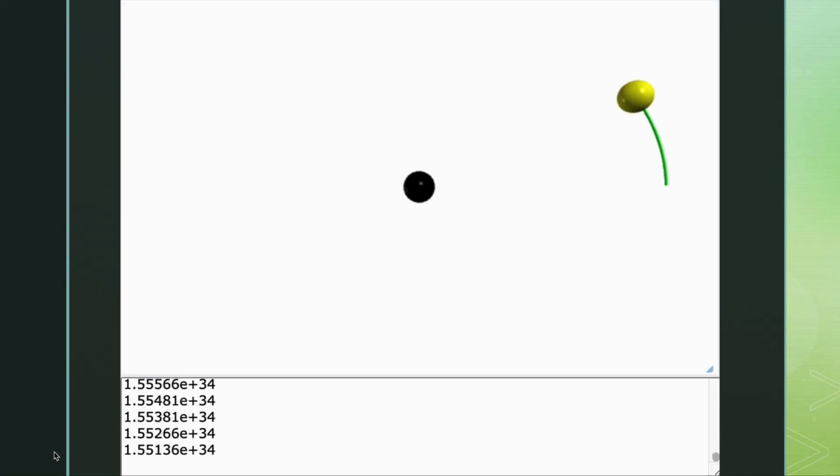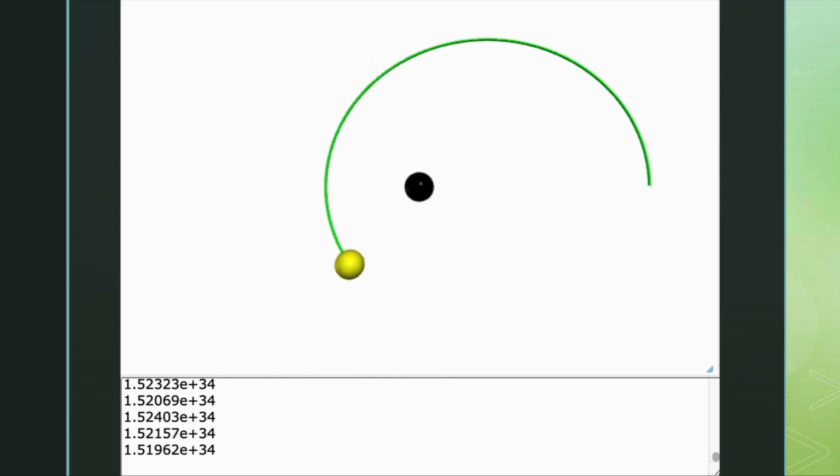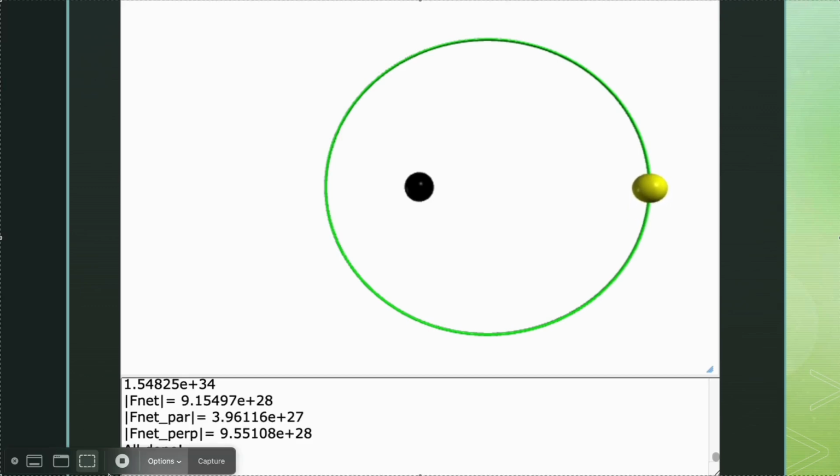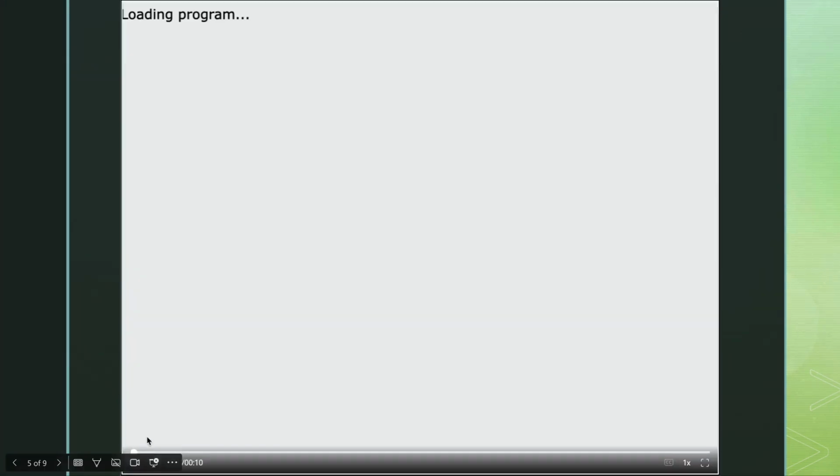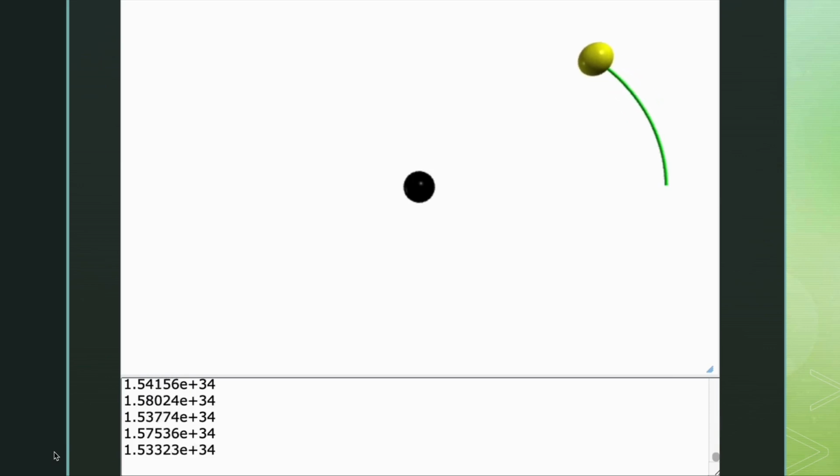Since the only significant force acting on the star was gravity, we equated this to Newton's law of universal gravitation to solve for the black hole's mass. By observing the star's motion and applying these principles, the black hole's mass was estimated to be 9.51 times 10 to the 33 kg, aligning with the expected range for a supermassive black hole.